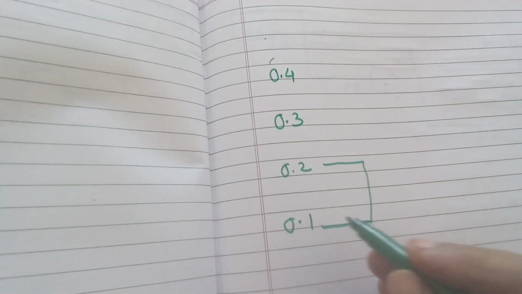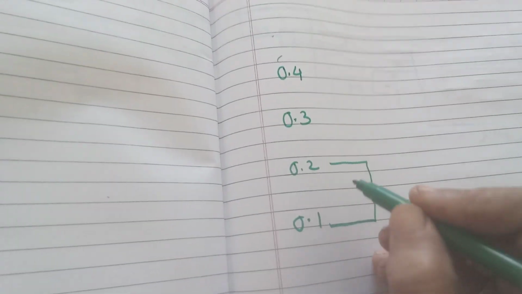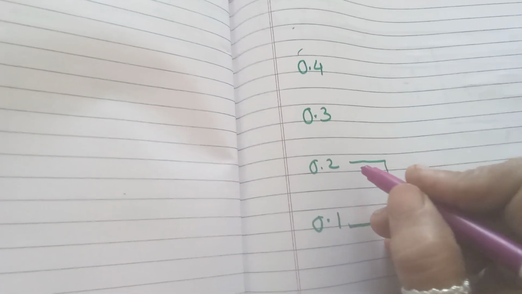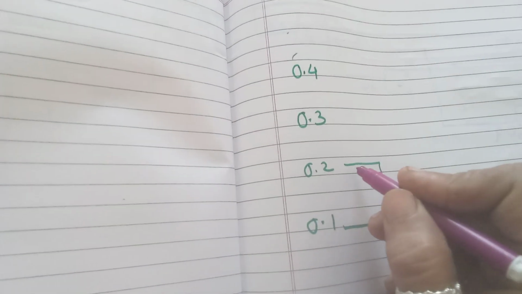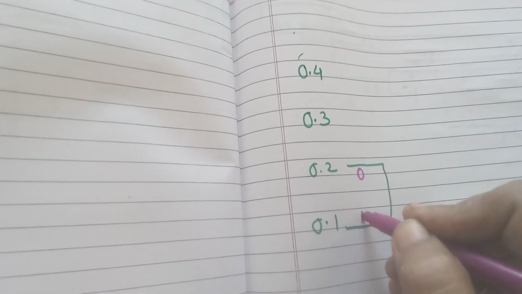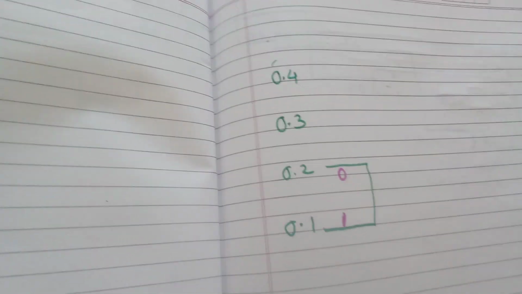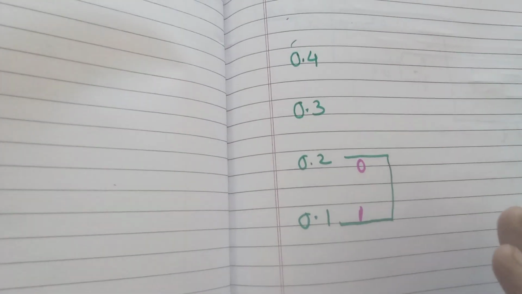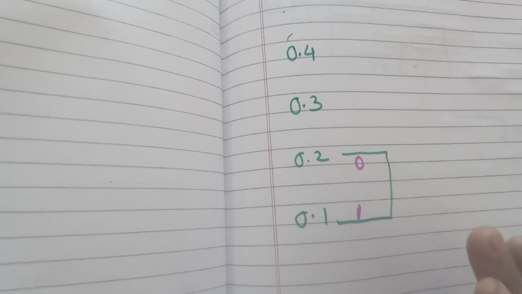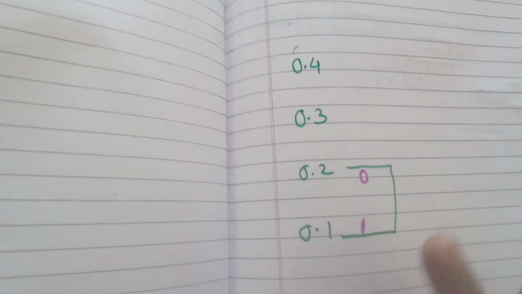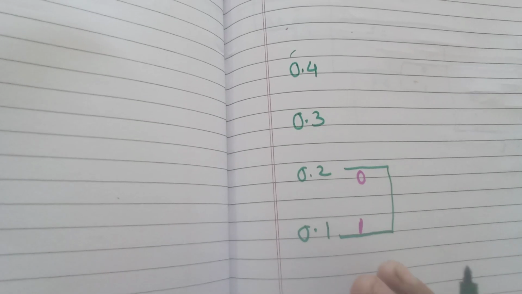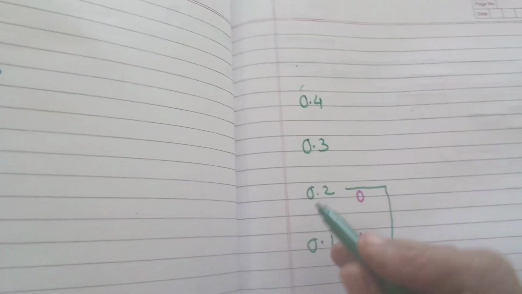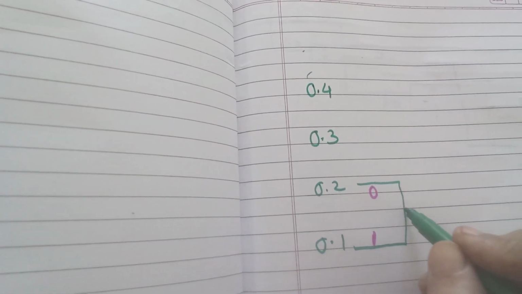As soon as you add these probabilities, assign 0 and 1. You can use different pens also, but in the exam it's not possible, so use only one pen because there is a time limitation. I have constructed the Huffman tree in such a way that, even if you don't use different pens, it will be easier for you to trace the path and find the code words. So 0 and 1 to 0.2 and 0.1.